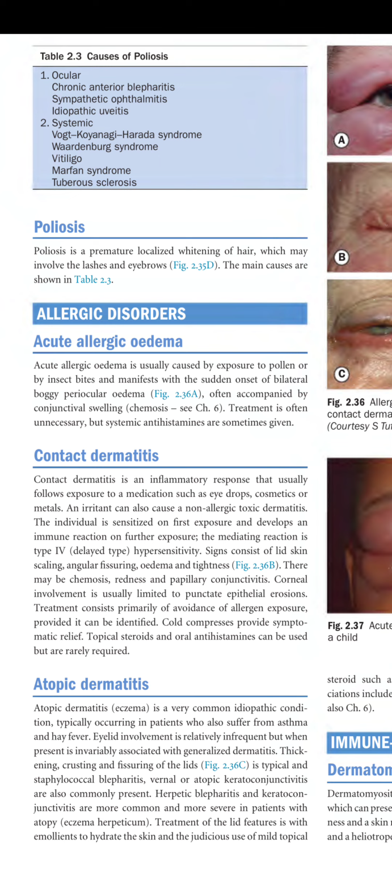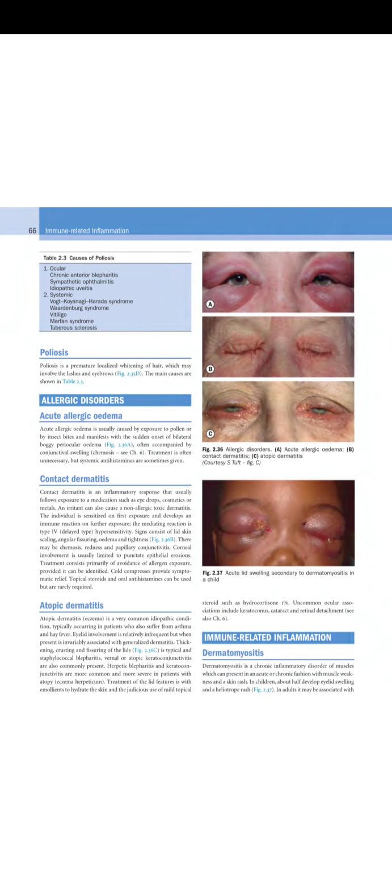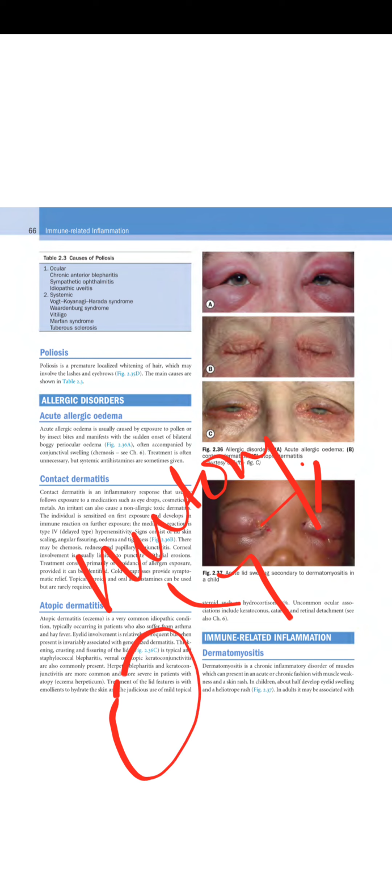Cold compresses provide symptomatic relief. Topical steroids and oral antihistamines can be used but are rarely required. So basically, what are the signs of contact dermatitis? The patient can give a history of something in contact with the eyelid. But if not, you can identify that it is contact dermatitis by the scaling, the fissuring, and the tightness of the eyelid.